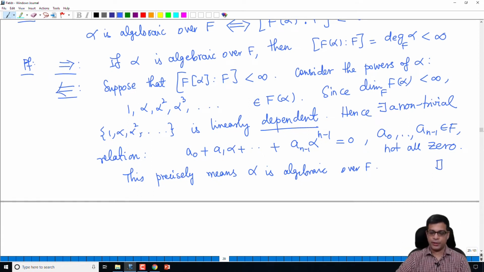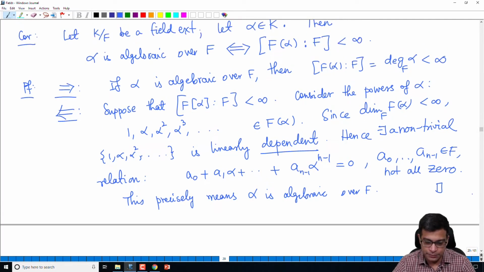So this is very simple, right? We have started with the assumption that degree is finite and concluded that it's algebraic. So this is a very convenient way of checking whether an element is algebraic over a base field or not. We look at the degree of the field extension obtained by adding that element to the base field.